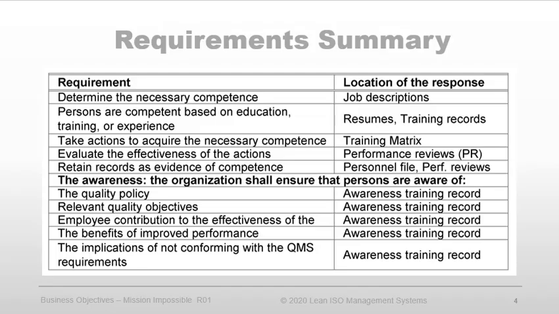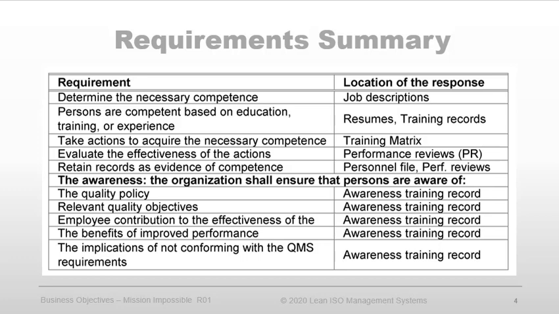Now, let's move these requirements into a two-column table. In the first column, we will list the requirements. In the second column, we will indicate a document that addresses a given requirement. For example, determine necessary competence. We may address this requirement in our job descriptions, and so forth. As you can see from the table, there is no mention of a training procedure. This means that we do not need one.